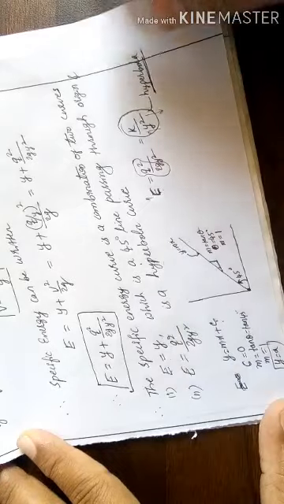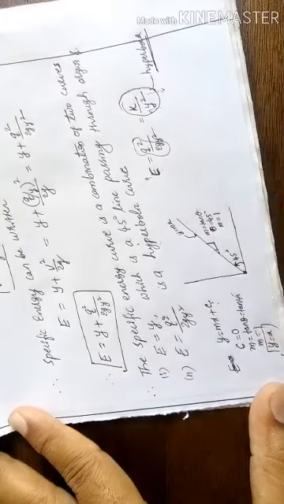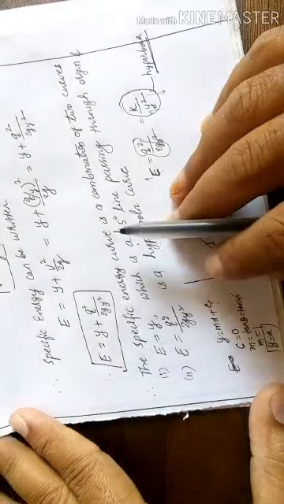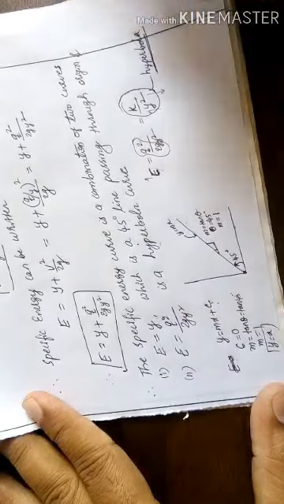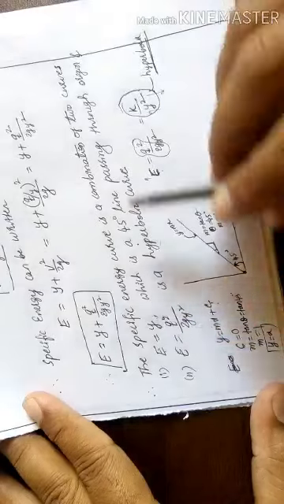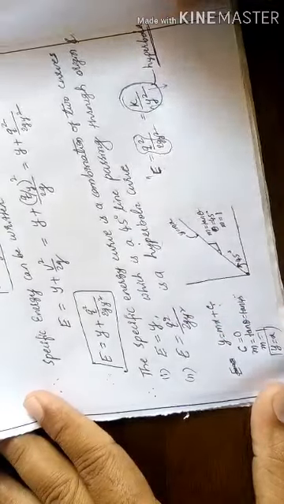So how can it be drawn? I hope you understood this one. The specific energy curve is a combination of two curves. One is a straight line and the other one is a hyperbolic curve. Okay. So how can it be drawn? Here, I'll draw the specific energy curve.